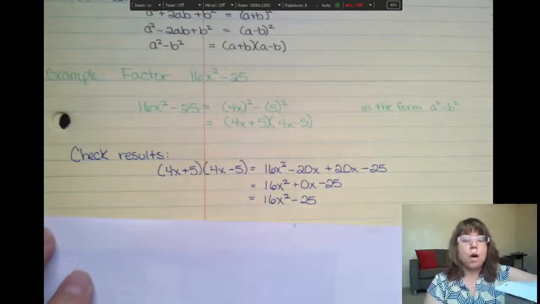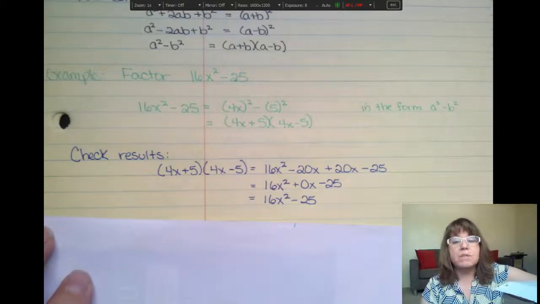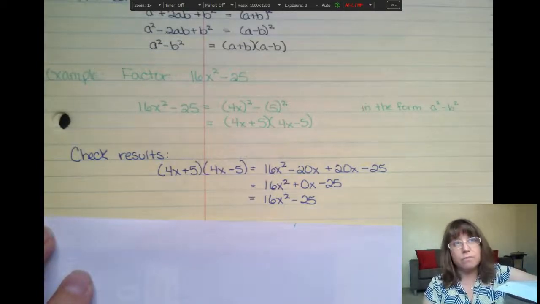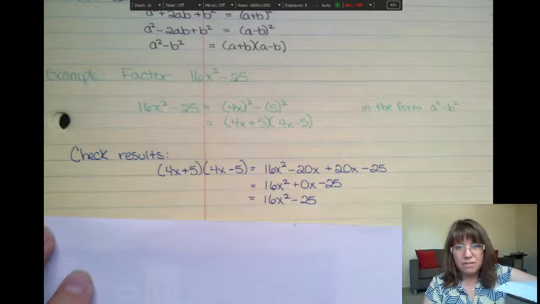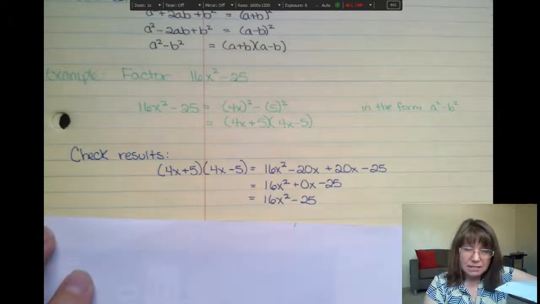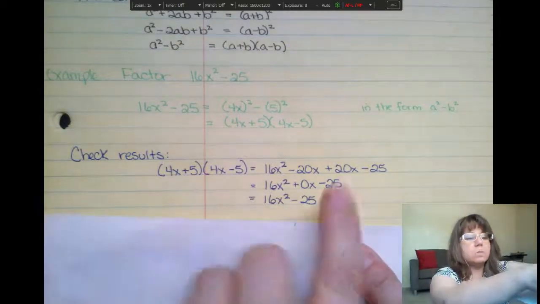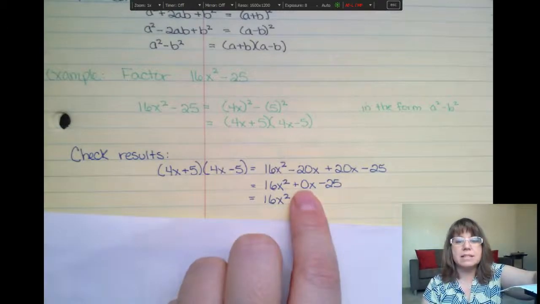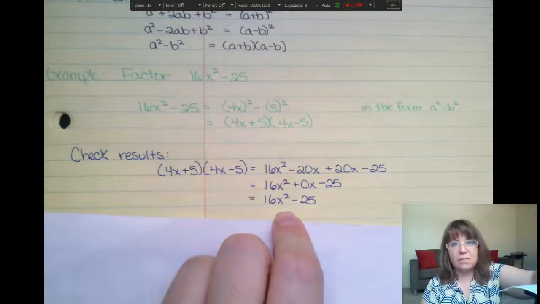Now, if you're not sure and you want to check your results, then what you're going to do is use your FOIL method to multiply 4x plus 5 times 4x minus 5. 4x times 4x will give you 16x squared. 4x times minus 5 will get you minus 20x. Plus 5 times 4x gives you positive 20x. And 5 times negative 5 gets you negative 25. But as you can see, the middle two terms are going to drop out and give you 0x. So ultimately, we get right back to where we started from, 16x squared minus 25.